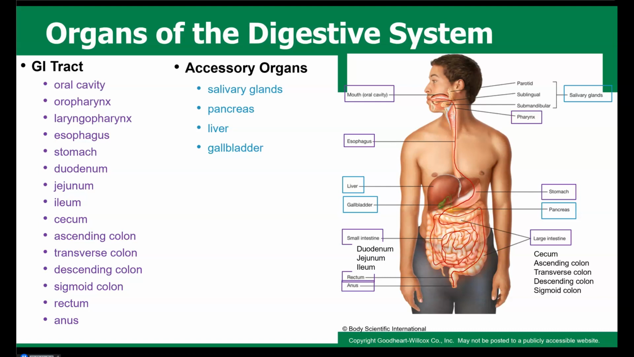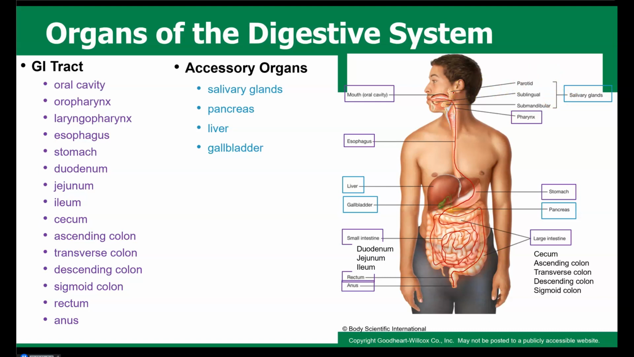However, the GI tract itself is not enough to do everything that needs to get done with digestion. So there are 4 helper organs, which are called the accessory organs. The same way an accessory enhances an outfit, the accessory organs enhance the activities of the GI tract. So the accessory organs are the salivary glands, the pancreas, the liver, and the gallbladder. And basically what they do is they add additional enzymes and digestive fluids. They basically dump them in.